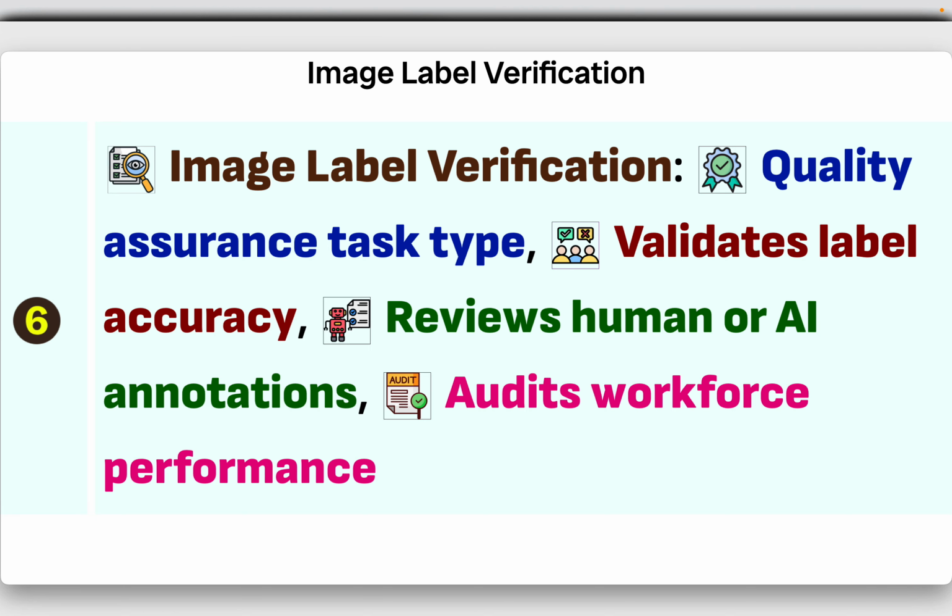And lastly, there is the image label verification type. So this is a quality assurance task type designed to validate the accuracy of labels generated by previous jobs, either by humans or automated models. It ensures high quality training data by adding a review layer. So here workers are shown an image along with the existing labels such as bounding boxes or segmentation masks that were previously applied. They are asked to judge whether the annotation is correct or incorrect, and they may be given the option to adjust or fix the label if it is wrong.